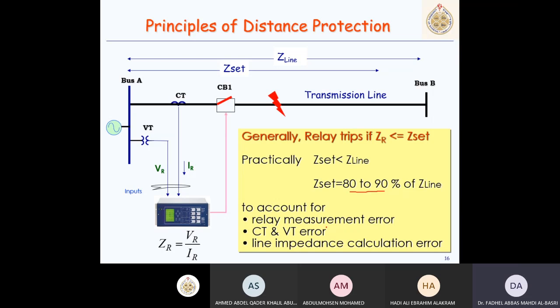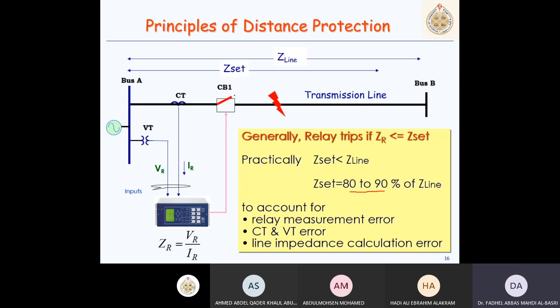And to overcome this, if we reduce the reach by 10%, it depends on the error. The CT errors depend on the measurement errors also. A relay is also not 100% accurate, it has measurement accuracy error.